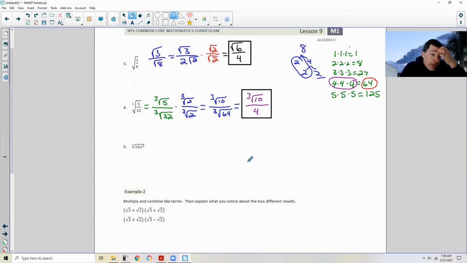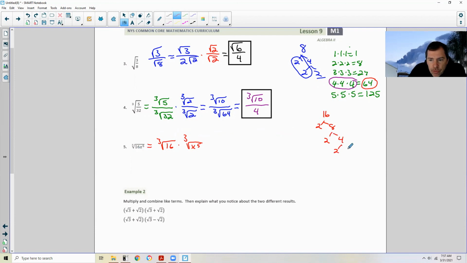All right. Now number 5, we have a variable in there and a cube root. So be careful here. This is going to equal the cube root of 16 times the cube root of x to the 5th. Okay, so I split them up off to the side. 16 is not a perfect cube. I do not need to rationalize this, though, there's no fraction. But if I look at 16, 16 is 2 times 8. 8 is 2 times 4, and 4 is 2 times 2. So I have 3 2's here.